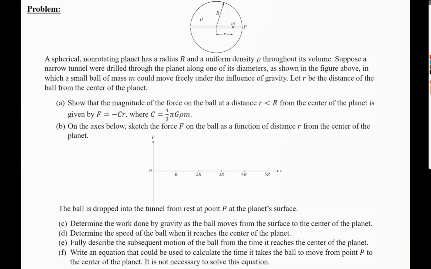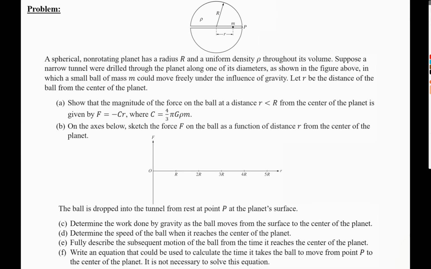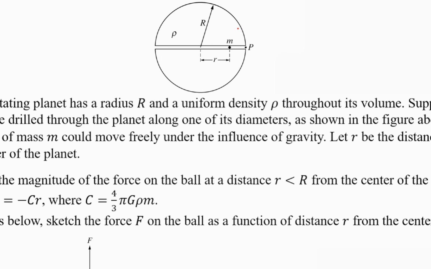Here we have a planet. They didn't give us the mass of the planet, however they gave us the volume indirectly by giving us the radius, and we have the mass distribution, which is ρ. And through the planet there is a narrow tunnel which is drilled of very small dimensions, and we have a small ball of mass m that can move freely along this tunnel. The distance from the center to the small mass m is denoted by small r.